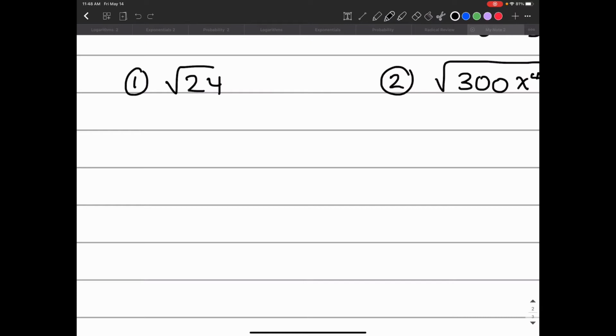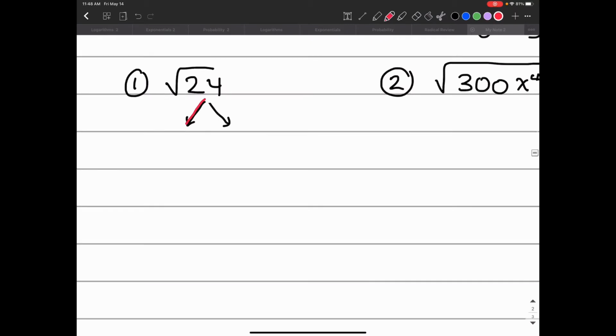So I'm going to take out the biggest perfect square. I want to break down 24 into the biggest perfect square times something else. The biggest perfect square inside of 24 is 4. So I'm going to write this as the square root of 4, which is going to give me a whole number, times the square root of 6. 4 times 6 gives me 24.